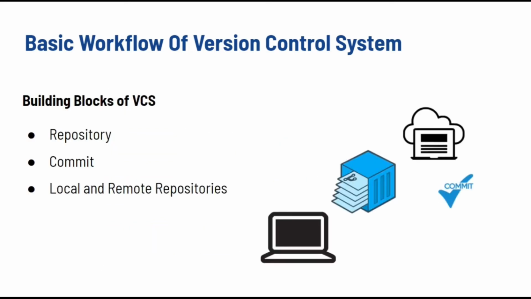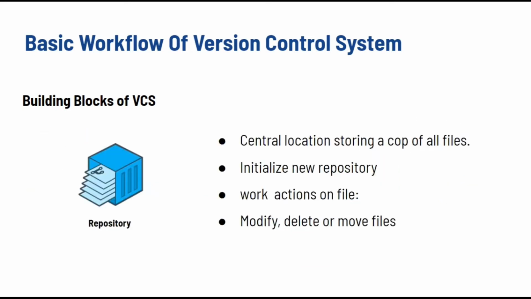Here are the basic building blocks of a version control system. The most basic building block of a version control is a repository. Then comes the commit process and the local and remote repositories. First in this list is the repository. It is similar to a database where your version control system stores all the versions and metadata that accumulate in the course of your project.